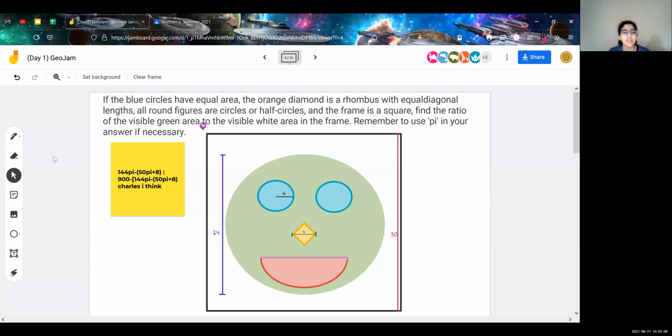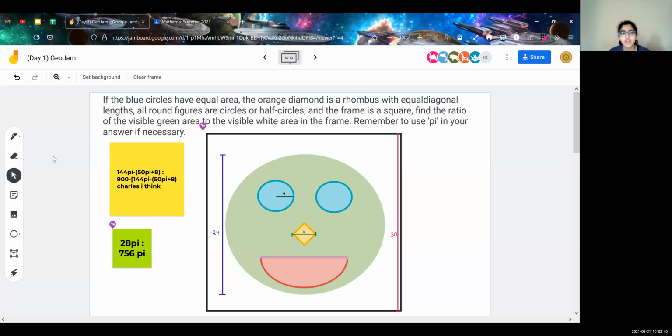And make sure you simplify your answers. For example, you can combine the 144 pi minus 50 pi, right? You can do that, so make sure you're simplifying it. Otherwise, it's going to be wrong. Charles, make sure you edit your answer to simplify it.